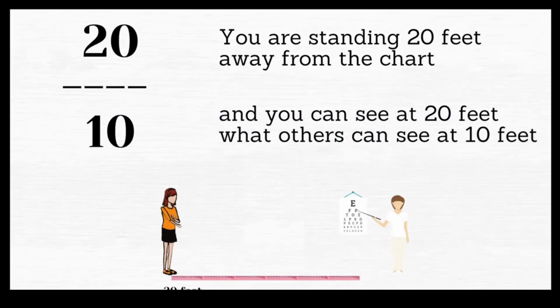Now on the other end of that spectrum, if you were standing at 20 feet and you have 20/10 vision, that means you have better eyesight because another person would have to stand at 10 feet to see what you can see at 20. So the Snellen chart is typically used for those who are school age and above, and we have to make sure they can read and understand their letters.